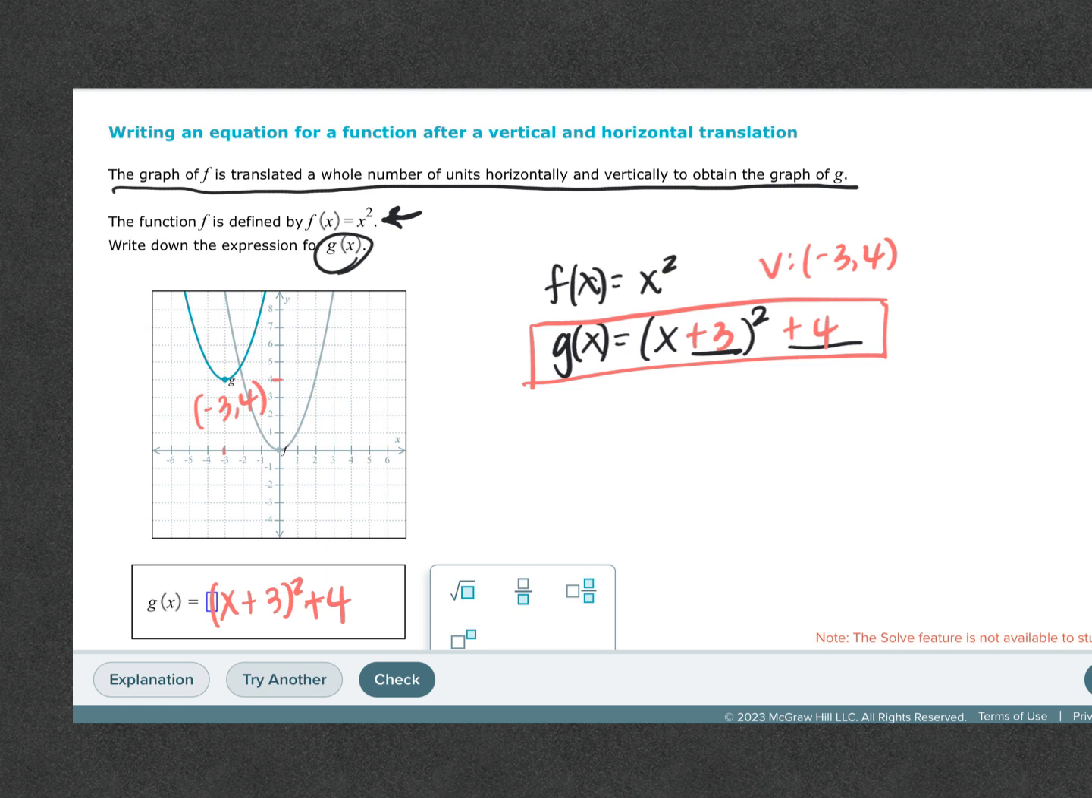Sorry about that copy mistake. Now if you think about the vertex here, you change the sign here and keep the sign here. So your vertex is (-3, 4). It does match the graph. It is U-shaped. It is opening up. Life is good. Let's look at another one.